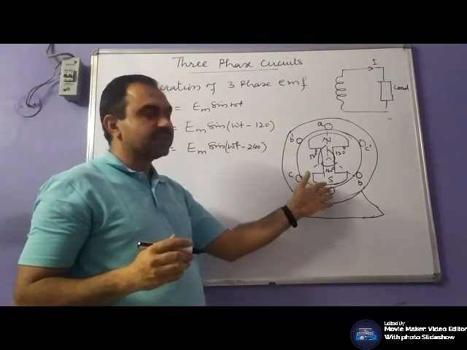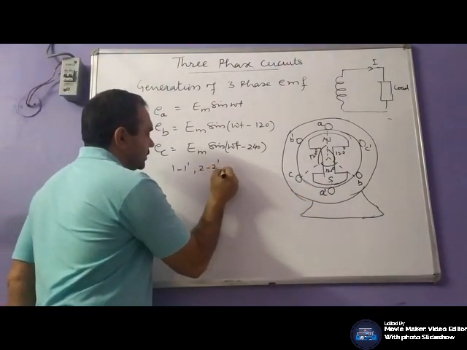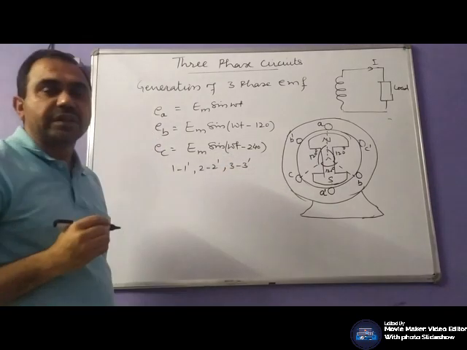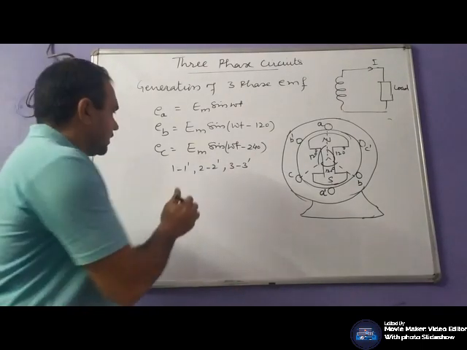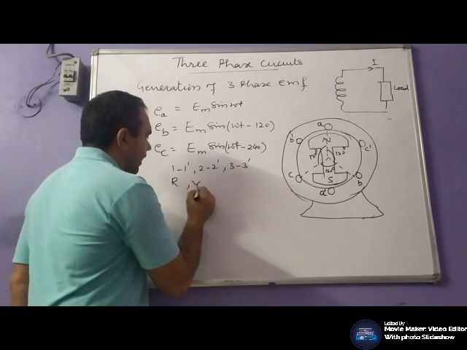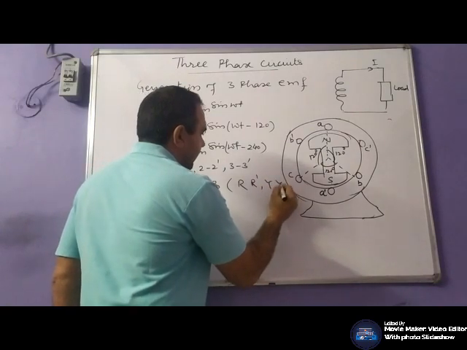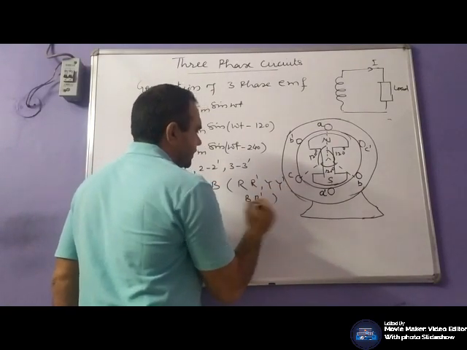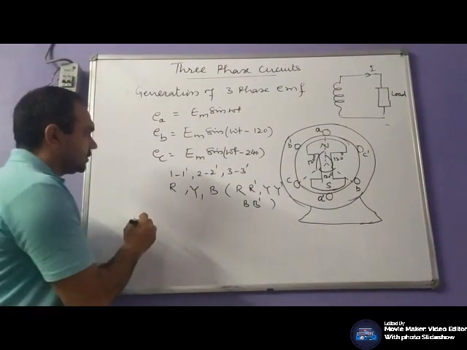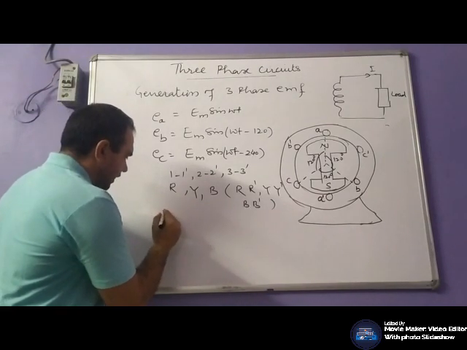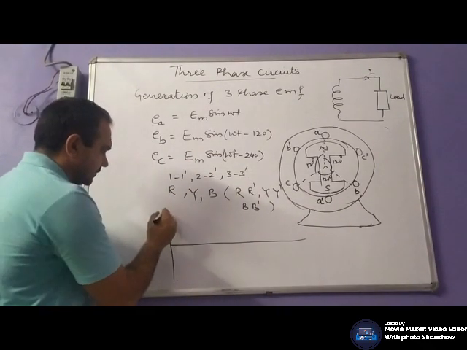These coils may be represented in place of A', 1', 2', 3'. Or in electrical engineering, we generally define these three phases in terms of R, Y, B, that is R', Y', B'. You can represent it any way. And if we draw the wave diagram for this generation, you will observe that it will be like this.